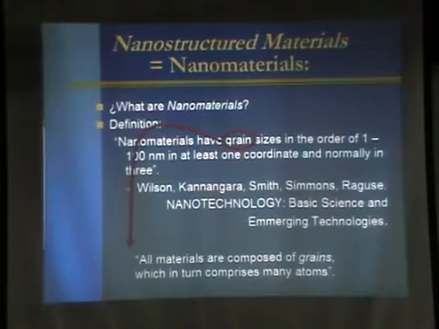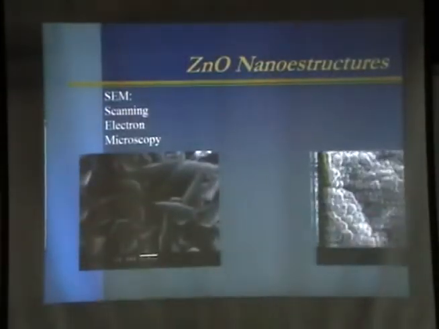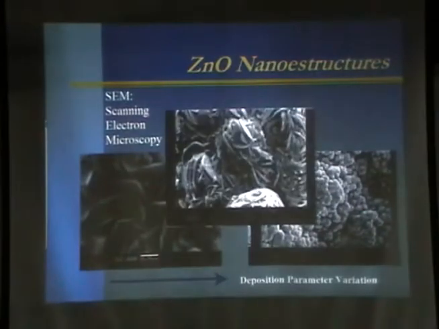But the main way of understanding what a nanomaterial is, is to look, for example, in a scanning electron microscope at the structure of the materials. In this case they are sinusoidal nanostructures, you will see grains that may even change the shape with some deposition parameter, in this case the electrochemical potential that is used when preparing these samples.